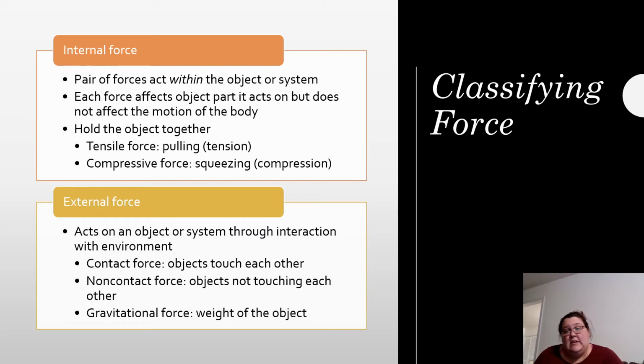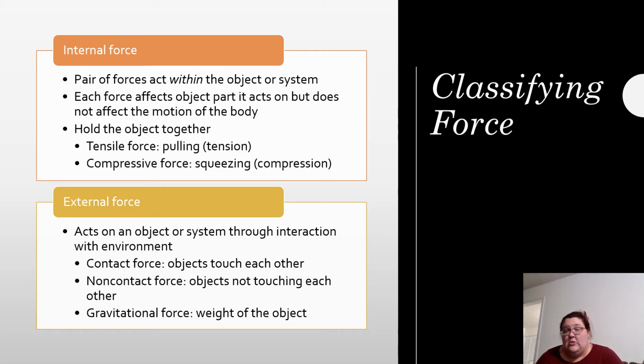All right, so next we need to talk about how we classify force. So we've just spent a lot of time talking about internal forces. These are forces that act within an object or a system, so that muscular contraction, skeletal compression, all of this. It's going to impact the object, but it does not affect the motion of that object. So muscular contraction is a force that is internal, but I'm not necessarily changing the shape of the object. So basically these forces are meant to hold things together. So tensile force, compressive force, just all of those forces that we've been talking about so far.